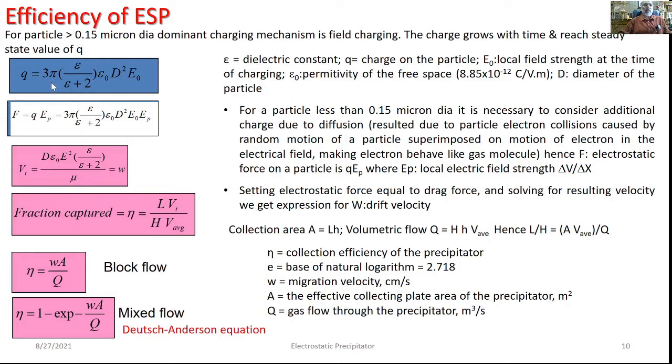So this Q is equal to 3π ε/(ε+2) × ε0 × d² × E0. Here ε is the dielectric constant, Q is the charge on the particle, E0 is the local field strength at the time of charging, ε0 is the permittivity of free space, and d is the diameter of the particle.